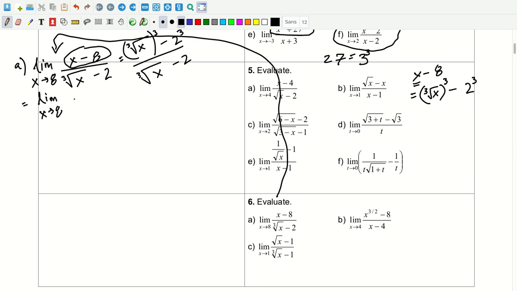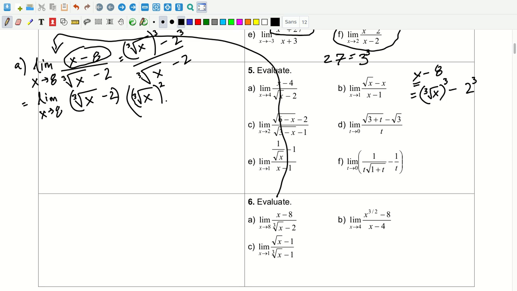And now I can just use my little rule. So that's what I'm going to do. So really the top, the numerator, is going to look like this. It's going to be the cubed root of x minus 2. Now that's good because we can cancel this guy, and that's the part that's giving us problems. And then the next bit is going to be the cubed root of x, and that term itself is squared.